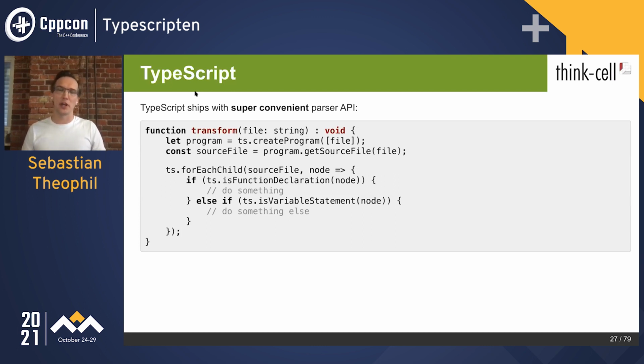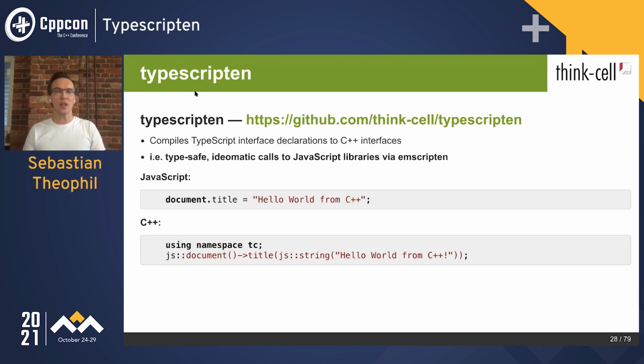If it is a function declaration, I can check what this function's name is, what its return value is, what its arguments and their types are, and so on and so forth. So this is extremely useful, and this is actually enough to build a compiler that translates interface definition files to C++, of course. So this is what our Typescripten tool does. You can check it out on GitHub. I'm very interested in more contributors. You can ask me questions here at the conference or later on Gather.